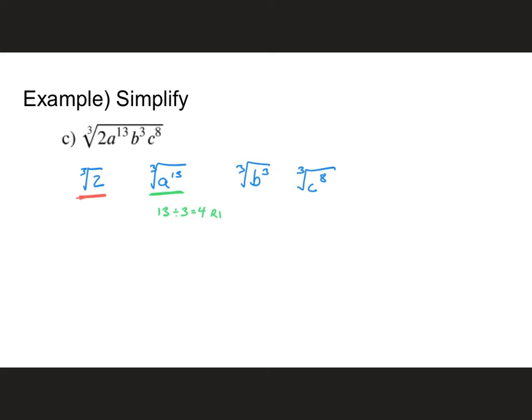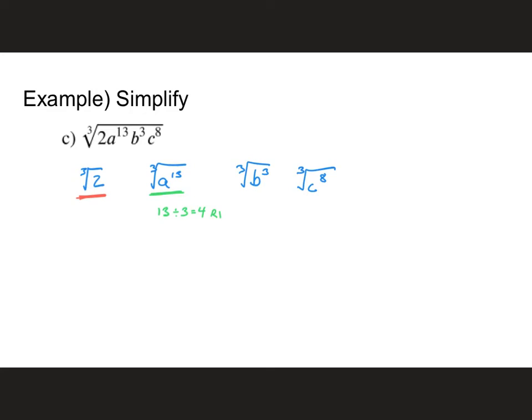1, 2, 3, 4, 5, 6, 7, 8, 9, 10, 11, 12, 13. And again, it's a third root, so I would look for my groups of 3. Let's see, 1, 2, 3, 4, with a remainder of 1, right? 4 with a remainder of 1, just like I did with my math up here. So what does that mean? That means I can send out 1, 2, 3, 4 A's. So I have a to the 4th outside, but underneath the third root, I still have this lonely a.